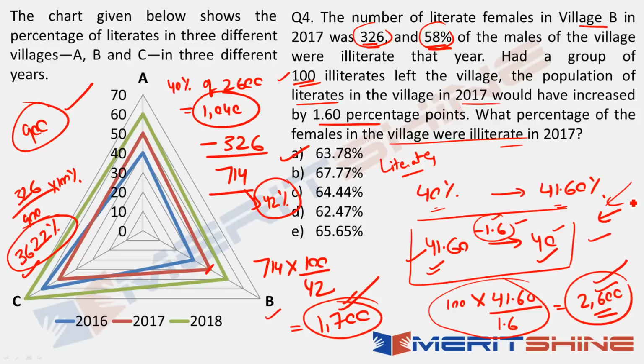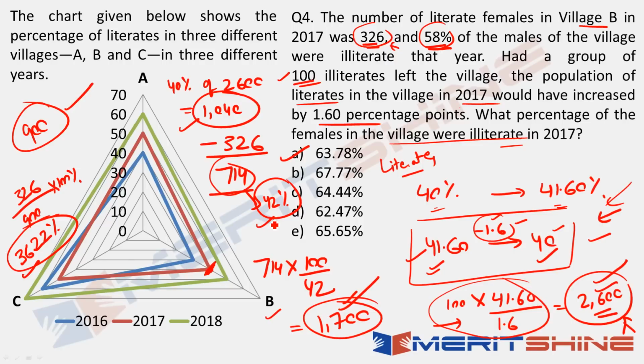So the way you do it would be, you do this calculation straight away: 100 into 41.6 upon 1.6. You arrive at the population of the village, which is 2600. From this 2600, you know the percentage of literate, which is this 40% from here, which gives you 1040. You know the number of literate females, 326. So you get the number of literate males, which is 714, which is also 42% of the total male population.